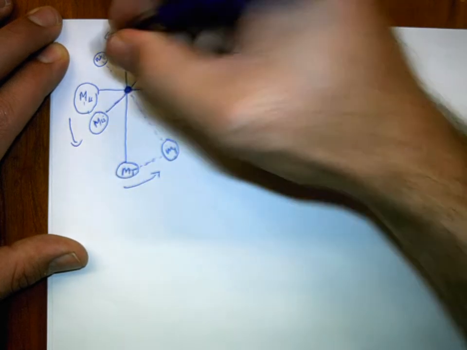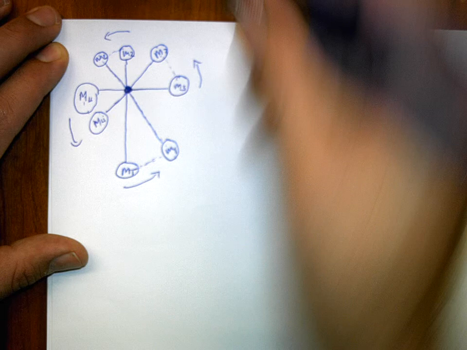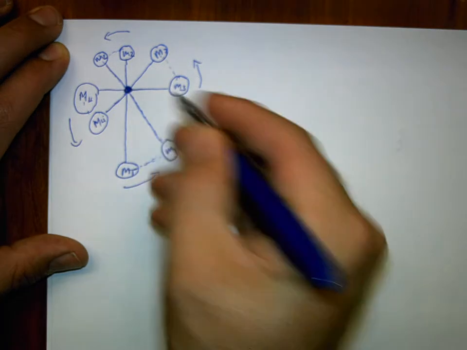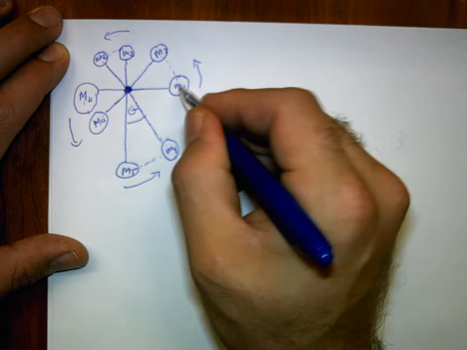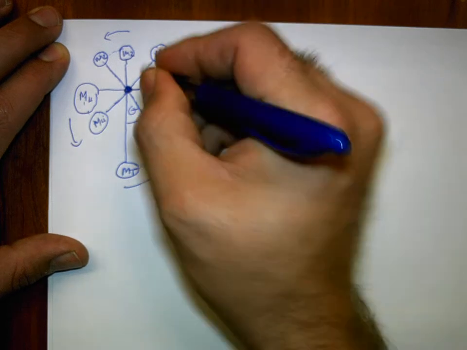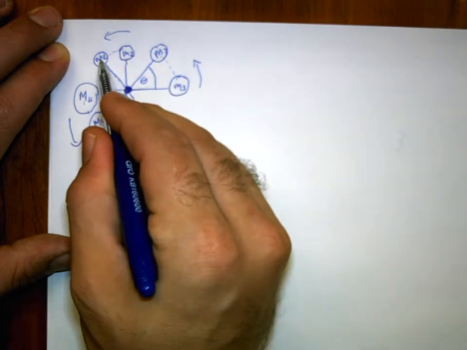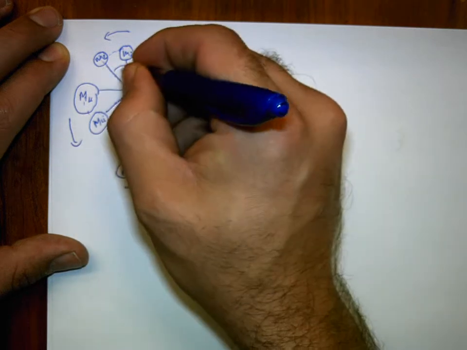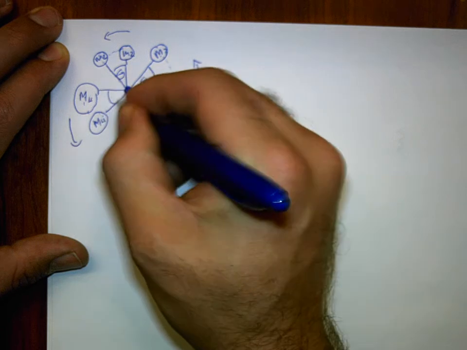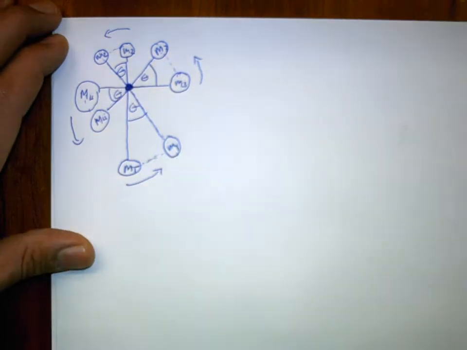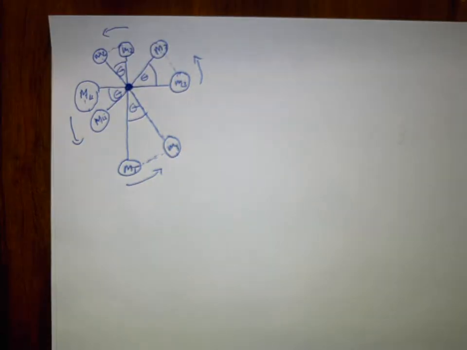So the cross has rotated through, so this spoke has rotated to there through an angle theta. This spoke has rotated from there to there through an angle theta. This spoke has rotated from there to there, again through an angle theta, and this spoke has rotated from there to there, again through an angle theta. Right, so this is how this cross of four masses is rotating.